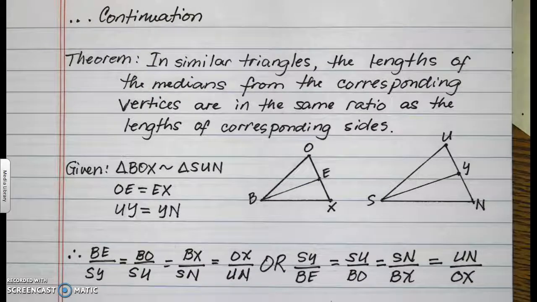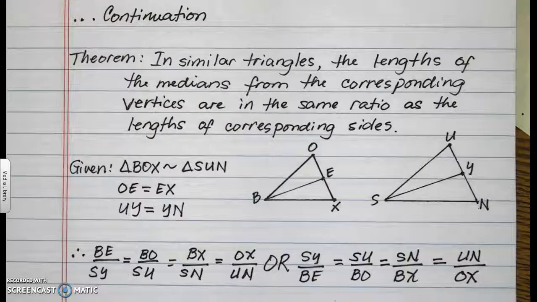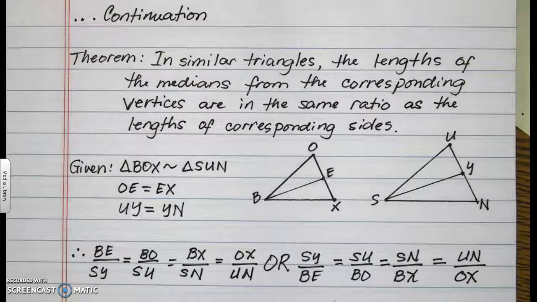Okay, this is a continuation. You might need to flip to your next available page. The last theorem for these notes is in similar triangles, the lengths of the medians from the corresponding vertices are in the same ratio as the lengths of the corresponding sides.